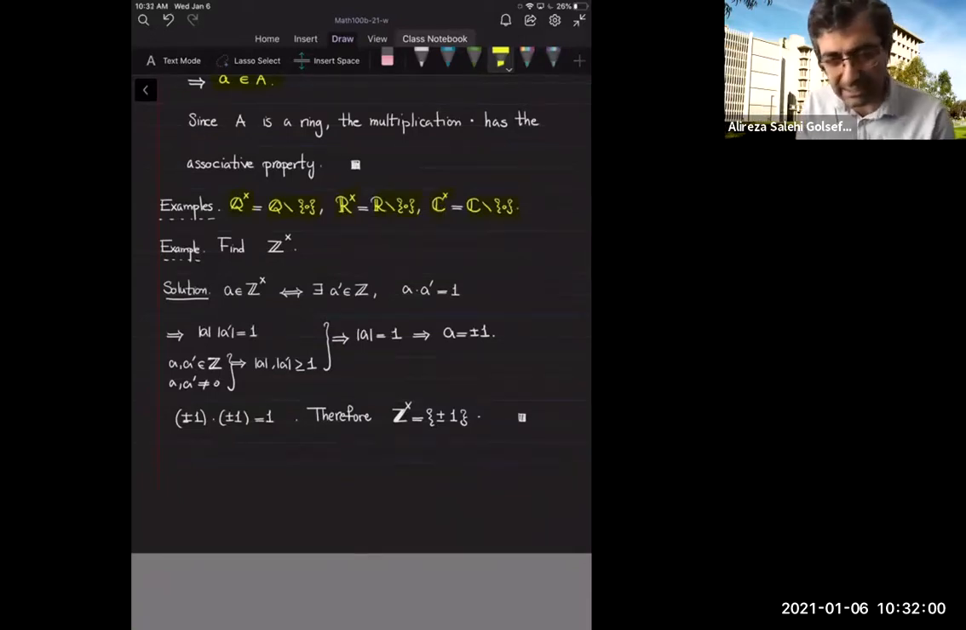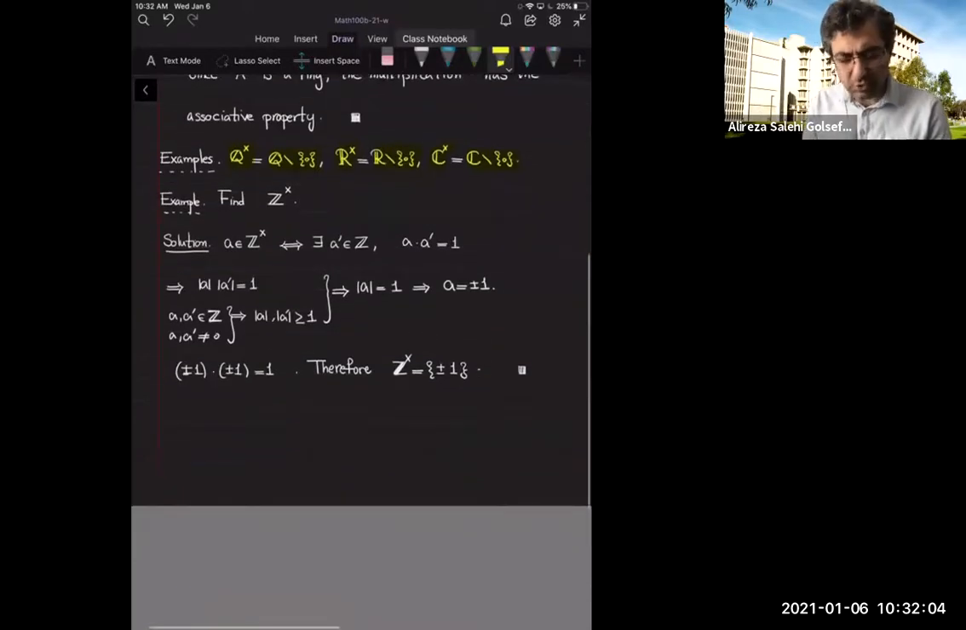So let's try to understand what is the group of units of the ring of integers. So A, an integer, is a unit inside the ring of integers means what? It means I can multiply A by something within the ring of integers. So there exists A prime in the ring of integers such that their product is 1.